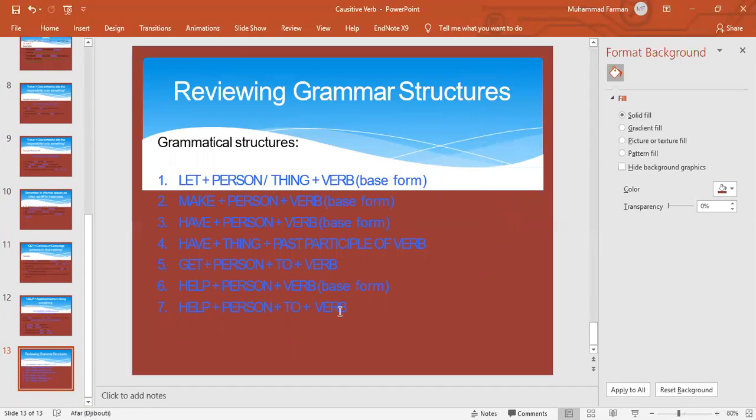Again yaad rakhein ki jab hum causative verb ko istemal karte hain to causative verb ko istemal karne ke liye ye zaruri hai ki aapke paas koi cause ho, koi wajah ho is verb ko istemal karne ki. वो कौन सी वर्ब हो सकती हैं काजिज?